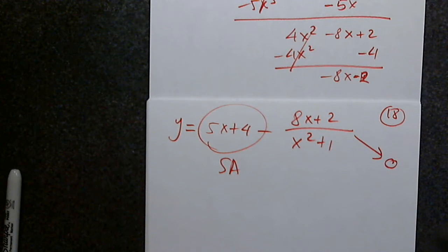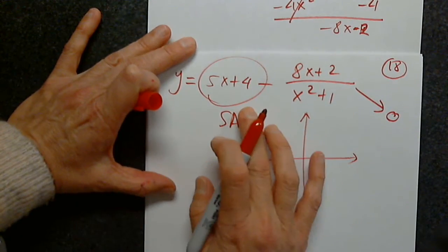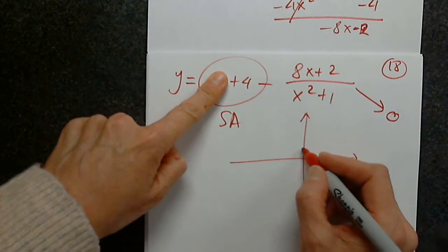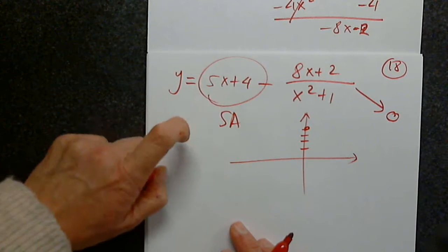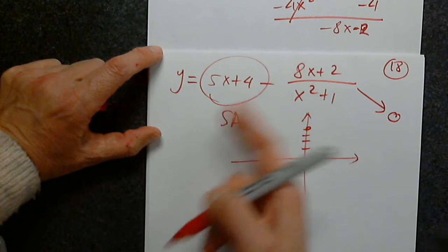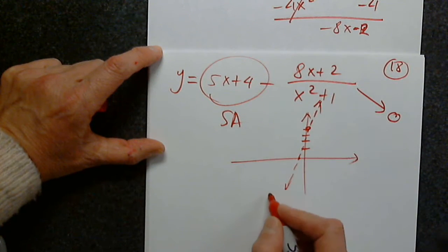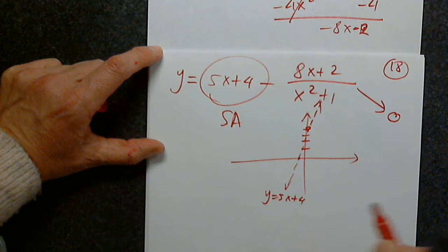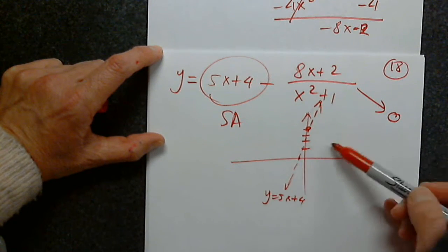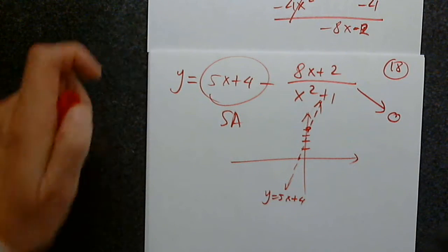So now if I were to graph this function, I hope you're not going to ask me to do that. So then I will have to graph y equals 5x plus 4 first. When x is 0, y is 4. And when y is 0, x is negative 4/5. So it's something here. So this will be the slant asymptote y equals 5x plus 4. And somehow the function has to follow it to negative infinity and to positive infinity.